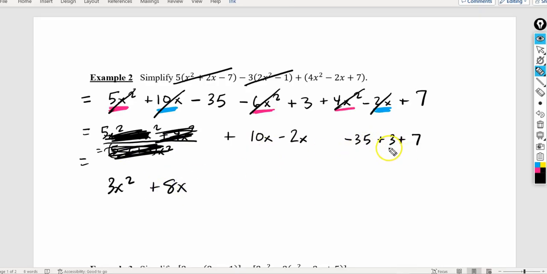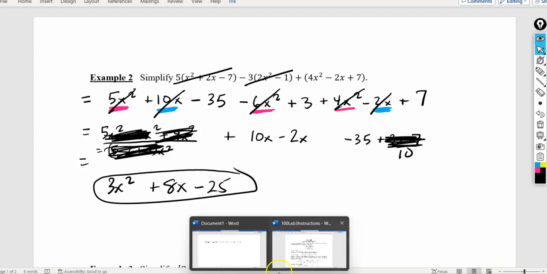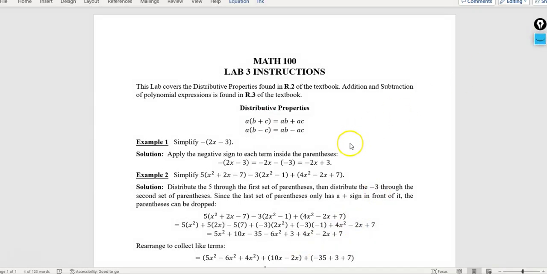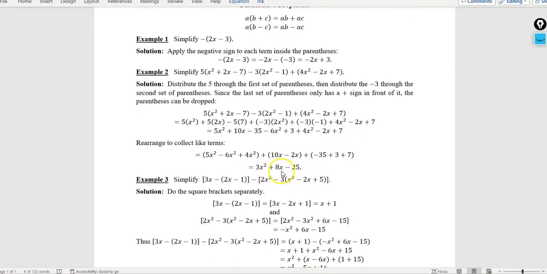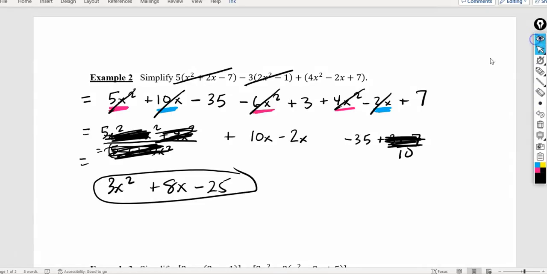And then here, 3 and 7 is 10, and -35 plus 10 is -25. So that should be my answer for example 2. That's the simplified form. Let me check that with the notes: 3x squared plus 8x minus 25. Yes, 3x squared plus 8x minus 25.